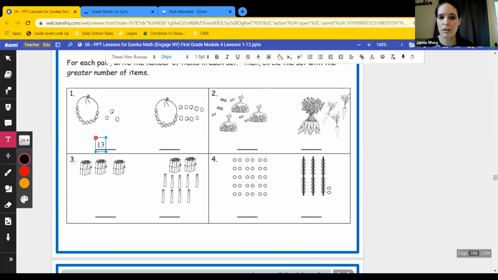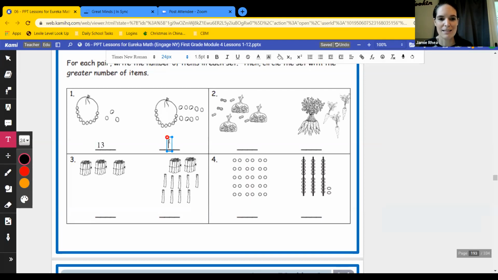Now I'm going to come over here and count this one. So I know this is 10. How many do I have left over? Count them. 1, 2, 3, 4, 5, 6, 7, 8, 9. So what's 10 more than 9?